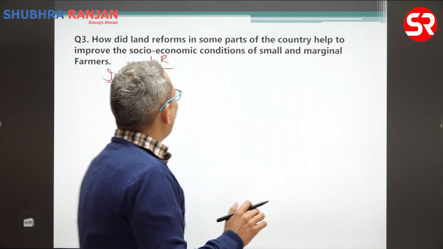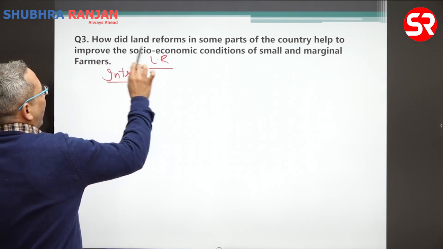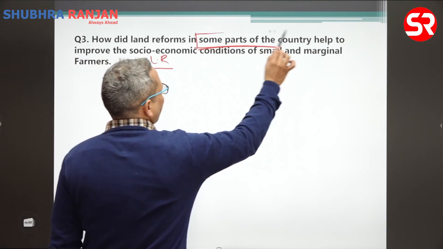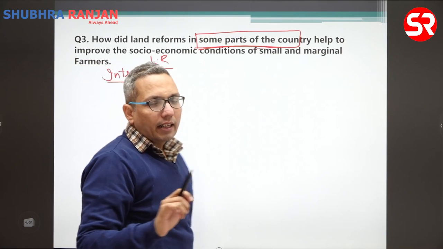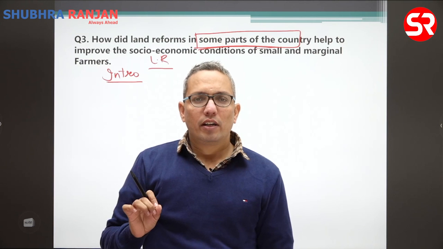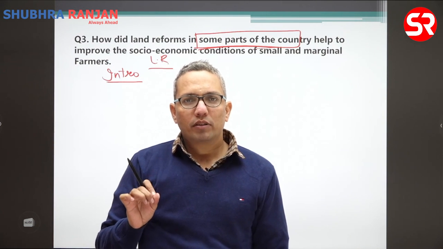Then we have to tell how land reforms in some part of the country helped. We'll address this 'some part of the country' and we'll say that land reforms were carried out by the state governments. Therefore, they varied in their effectiveness from state to state.